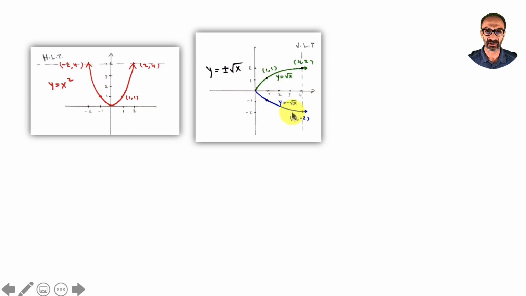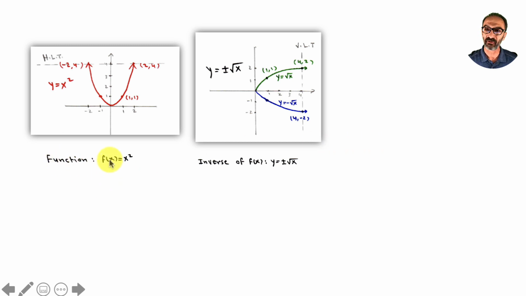But if you do the reflection about y equals x, you're going to end up with a plus square root, the principal, and the minus square root. In short, we write the whole thing as plus minus square root of x. Notice that negative 2, 4 and 2, 4 are here as 4, negative 2 and 4, 2. The vertical line test tells me that this is not a function. As you can see, the 4 as an input has two different outputs. So it fails the vertical line test, which means it's not a function.